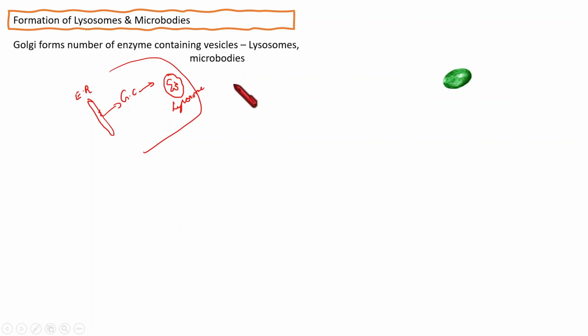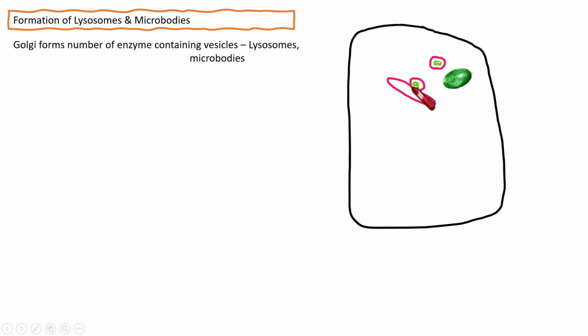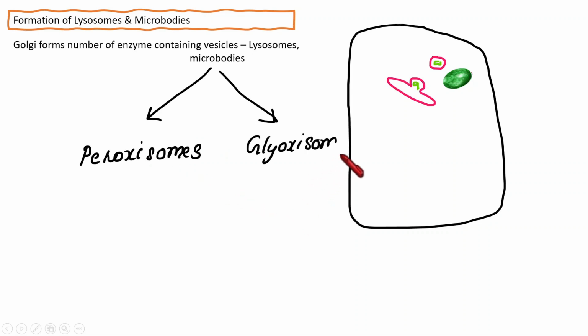A lysosome as well as microbodies can be formed, depending upon the type of protein that is loaded inside that vesicle. So in that way, Golgi forms lysosomes and microbodies. From the Golgi, if it gets a protein that is destined to be part of a lysosome, it forms a vesicle, and that vesicle later develops into a lysosome. Microbodies also form in this way, and microbodies are of two types, peroxisomes and glyoxysomes.